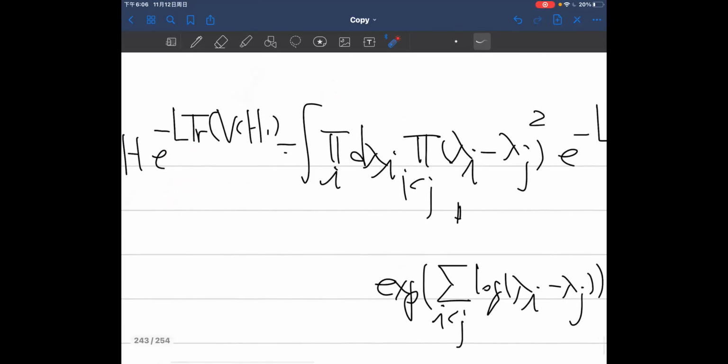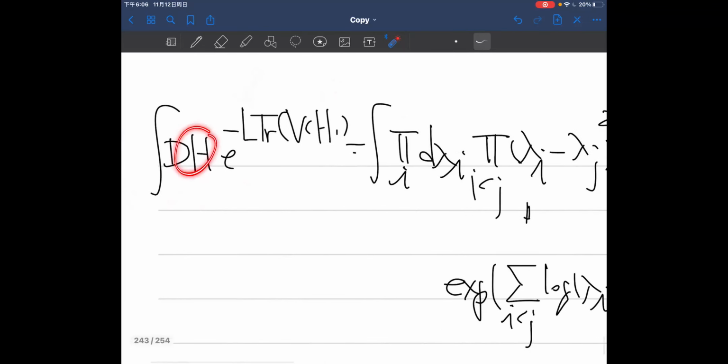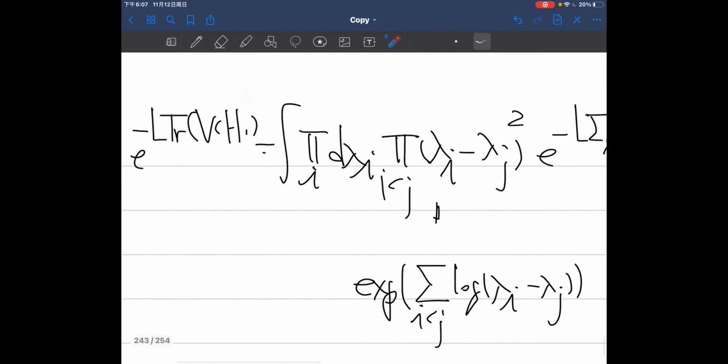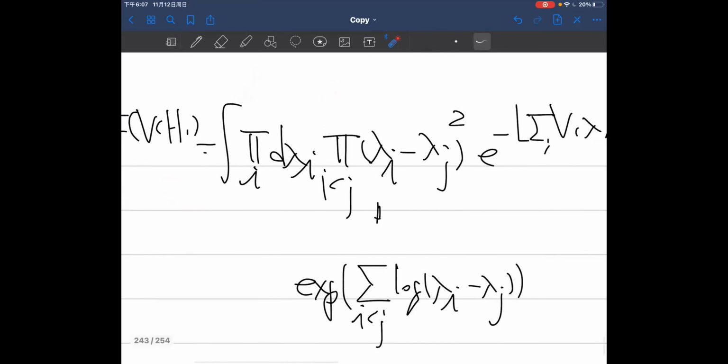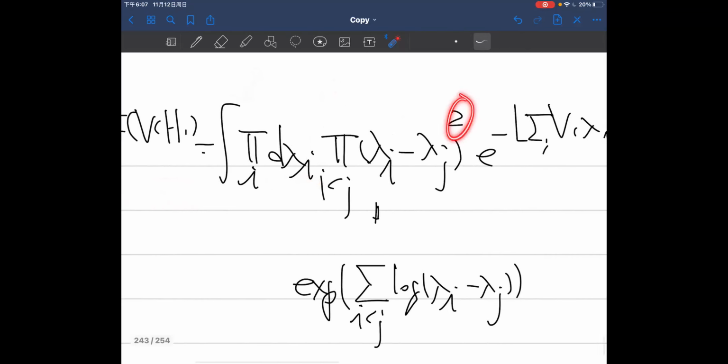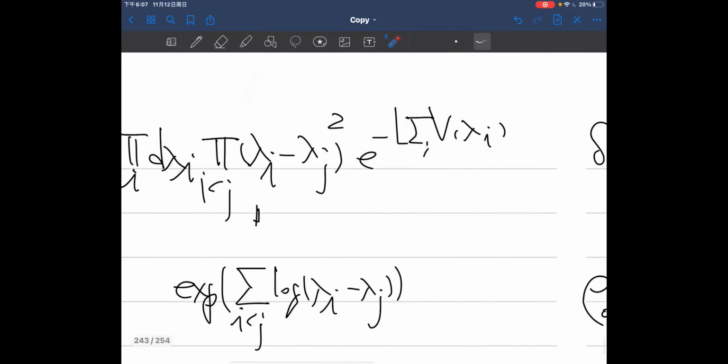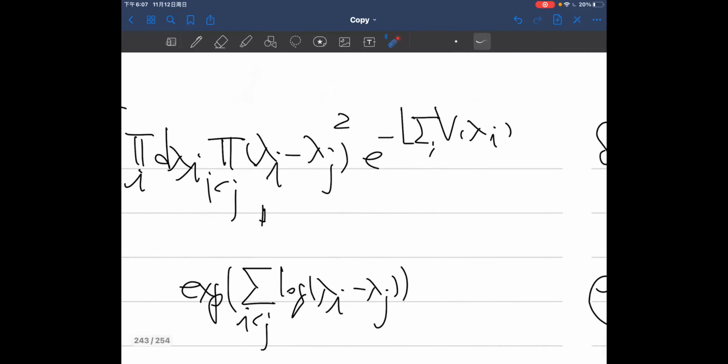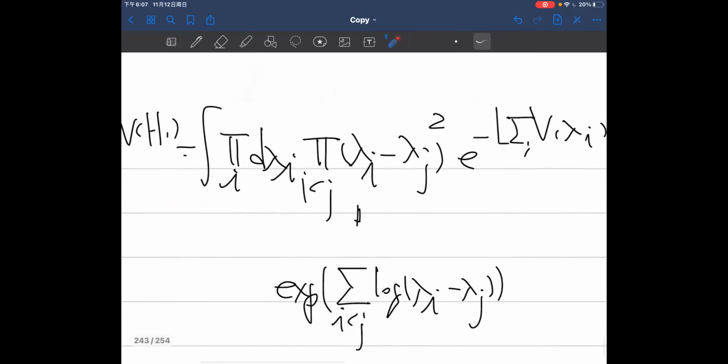Okay, you can write the measure of the matrix with its eigenvalues, that is this one, and you can find this is squared. The power is 2, so the power is just the beta. Okay, then this is the potential. Okay, that's great.